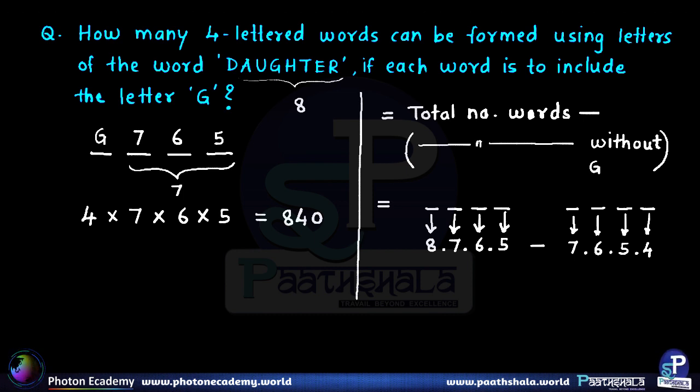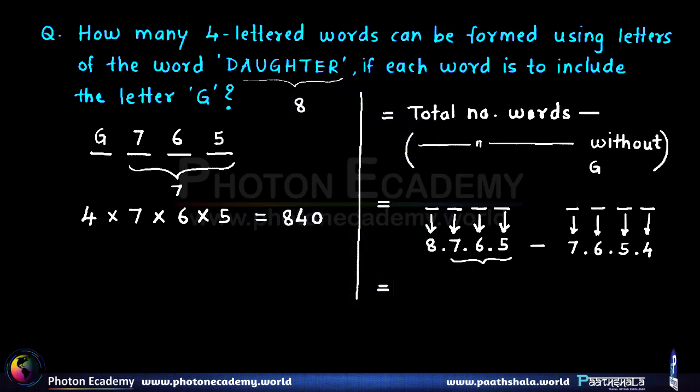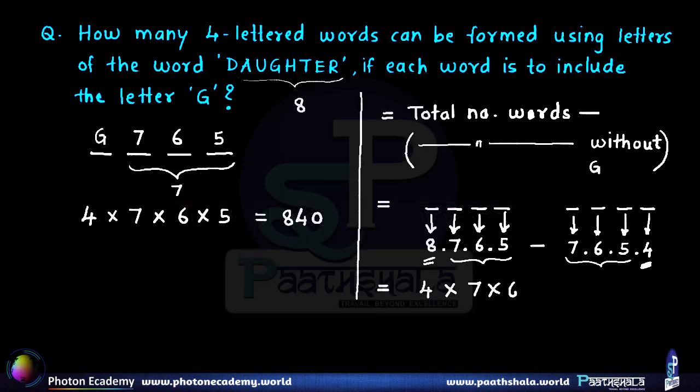So hence the final answer is nothing but the subtraction shown here, and as you can see 7 into 6 into 5 can be taken common from both, and hence the remaining terms in the bracket are 8 minus 4, which is nothing but 4 into 7 into 6 into 5. As we can see once again, that is the same as the previous answer, which is 840.